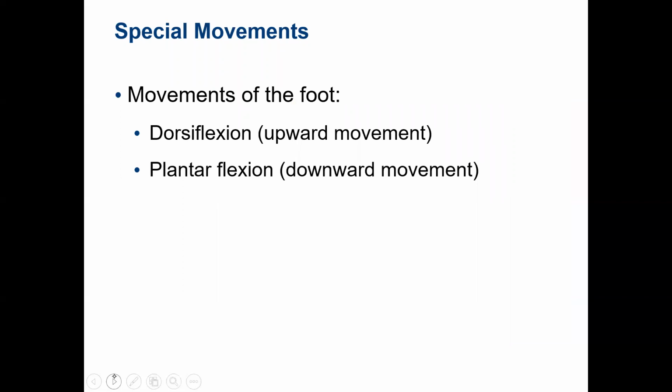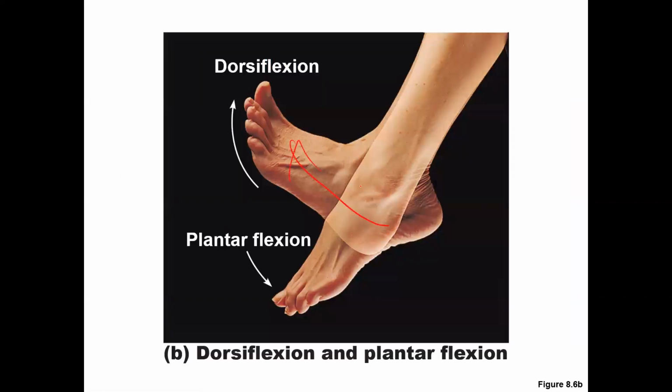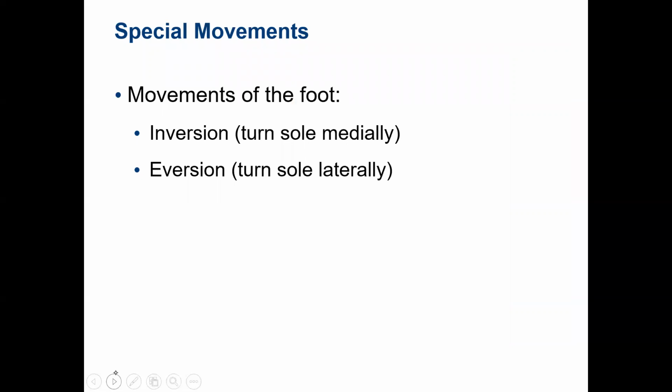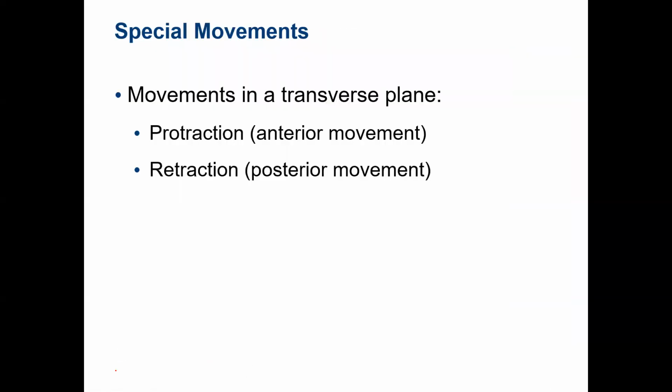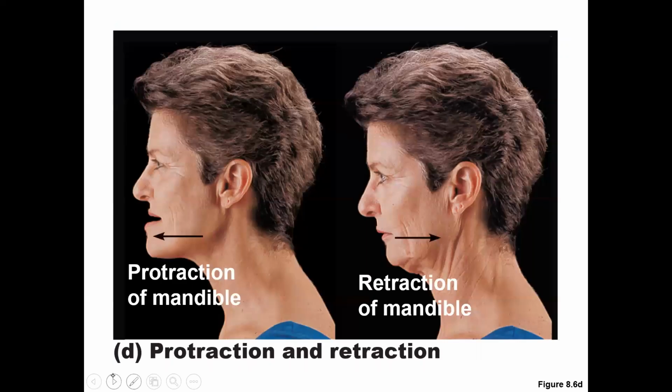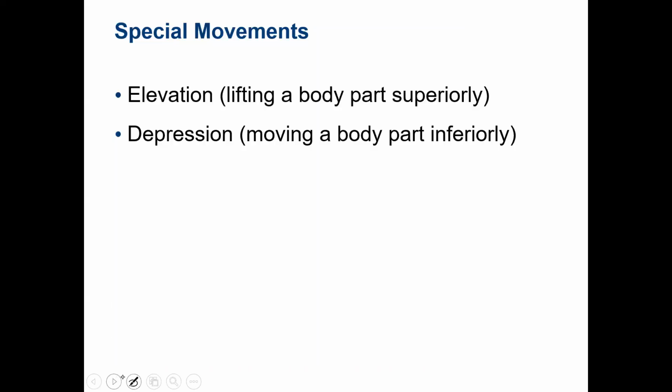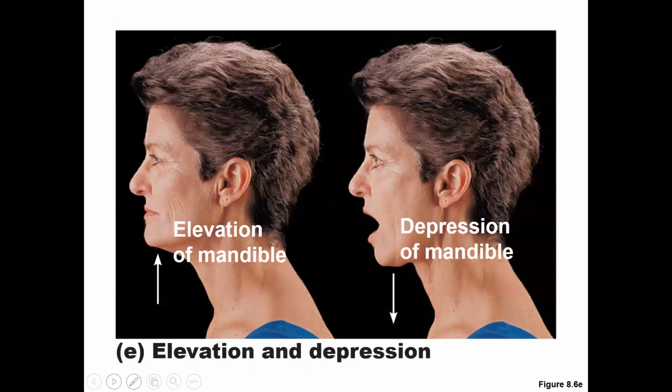The foot has its own movements, dorsiflexion, plantar flexion. There's dorsiflexion, plantar flexion. The foot also does inversion and eversion. Inversion, eversion. The jaw is capable of protraction and retraction, moving back and forth, and depression and elevation, moving up and down.